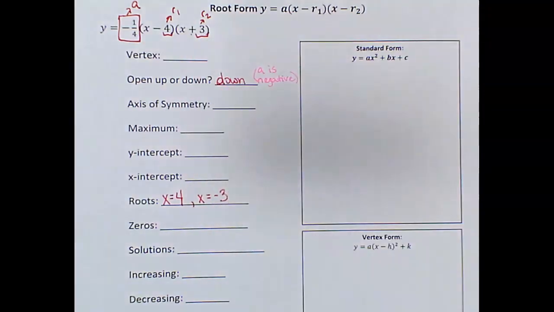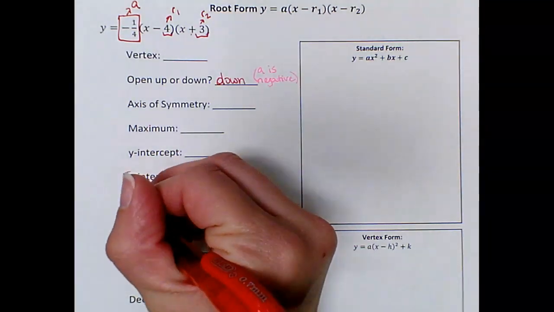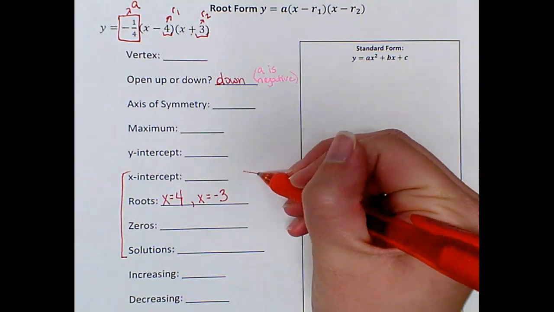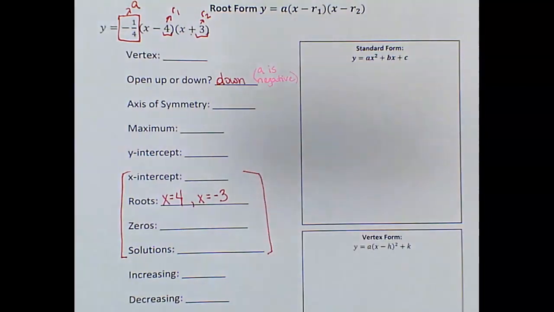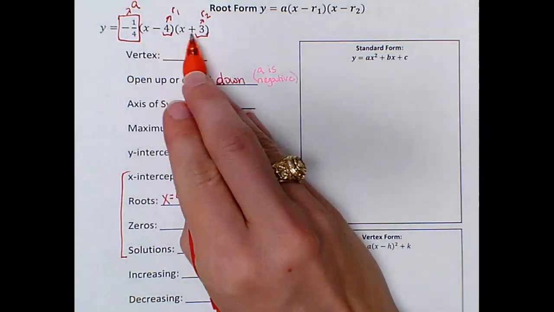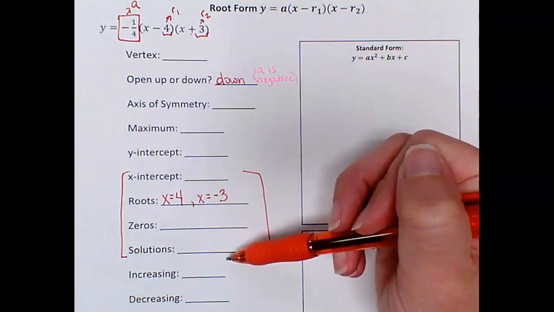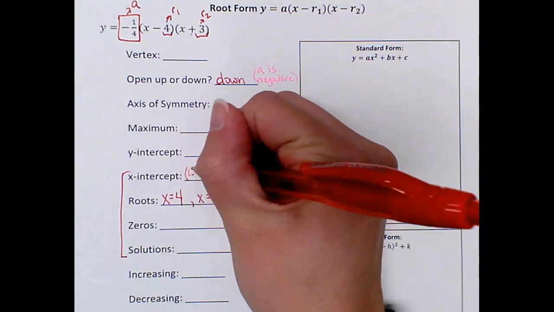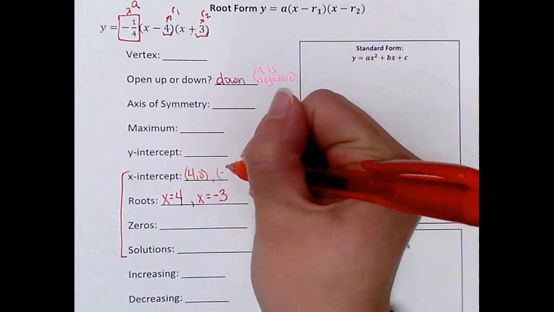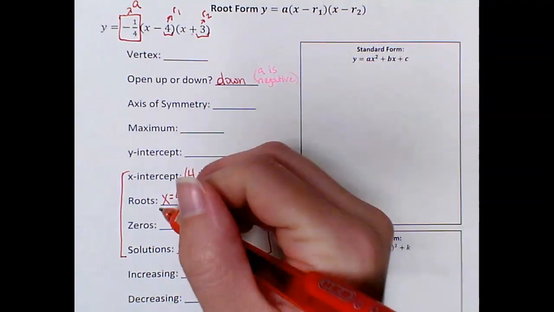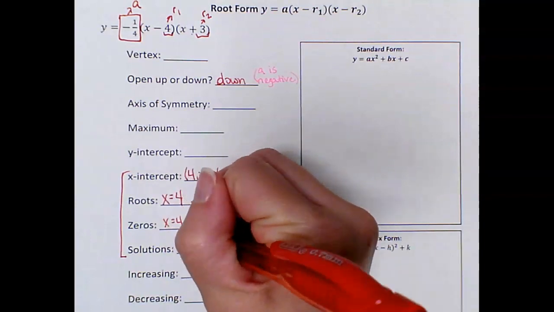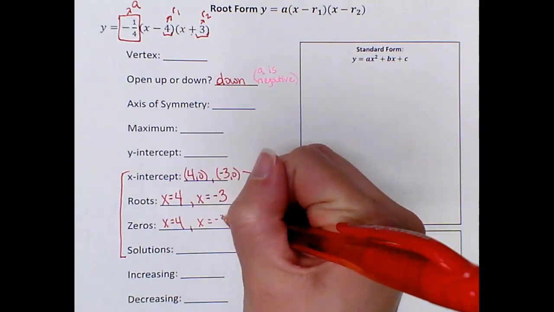And remember, everything that is a root is also an x-intercept, a zero, and a solution. So just by picking out the roots from my root form, I can go ahead and fill in all 4 of these things. My x-intercept is a location, so I do write that one a little differently, but the zeros and solutions I write the same as the roots.